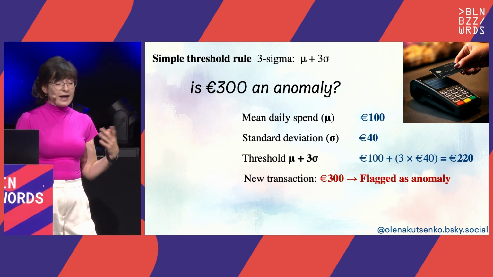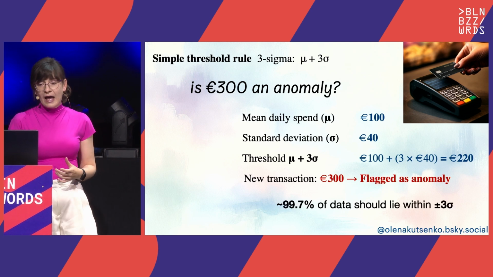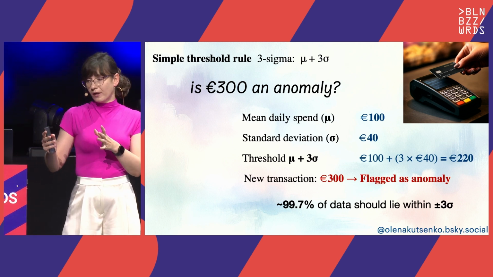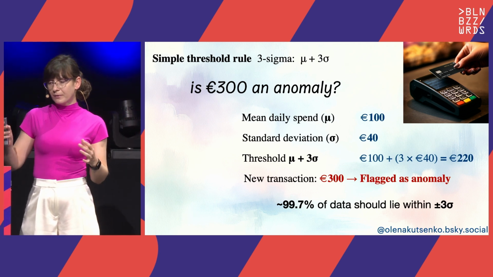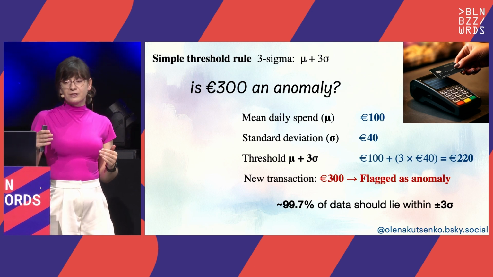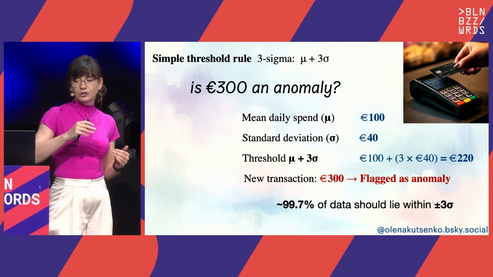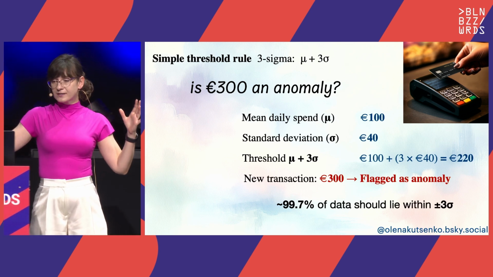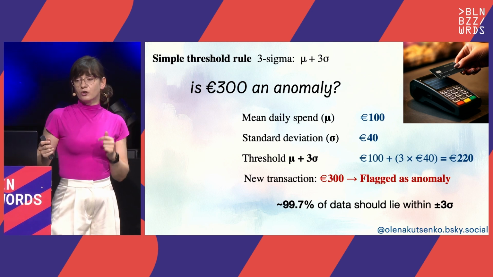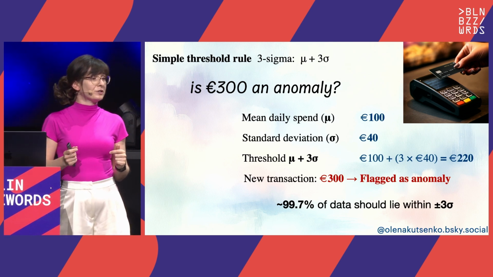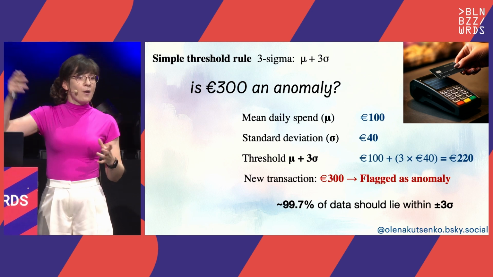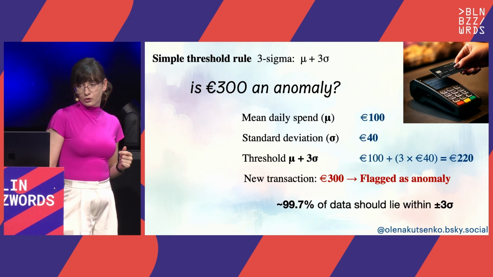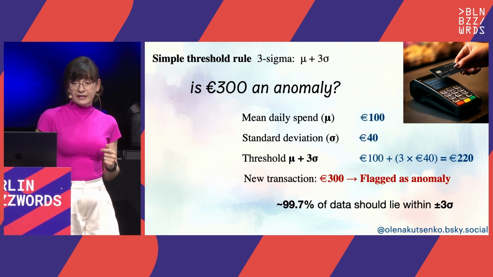Whether we need to act on it or not, that's a different question. But the logic behind this is that according to this formula, which is quite simple, we believe that 99.7% of data should be within this 3 sigma value. And for us, the 300 euros is not within the calculated 220 3 sigma value. So it's outside, based on the information which we know from the spending by this user. Similarly, we have some other formulas.